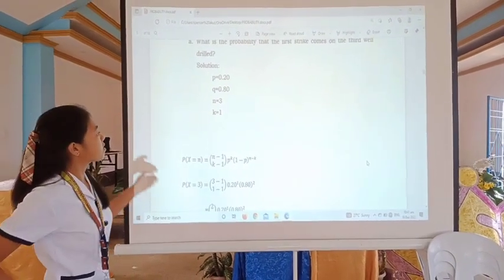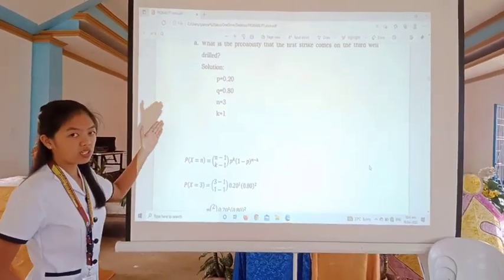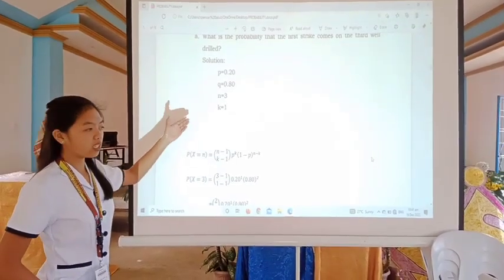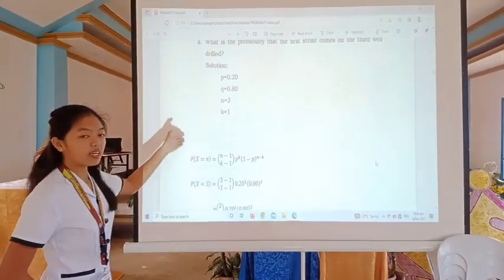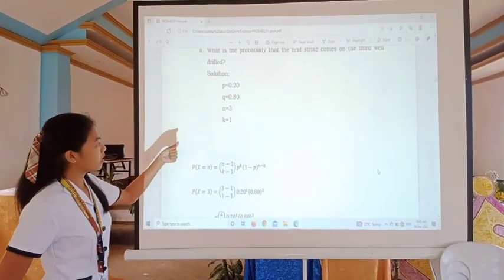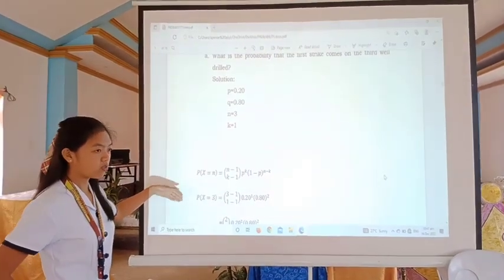Okay, so we have the solution. We have the given first. P is equal to 0.20. Automatically, our Q, or the probability of failure, is 0.80. N, or the number of trials, is 3. And then our K is equal to 1.